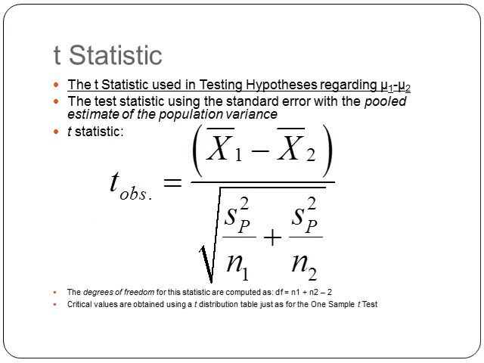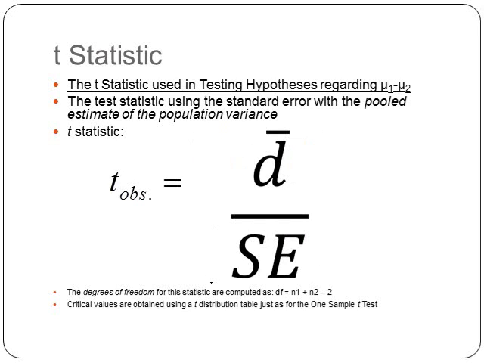The t-statistic for an independent t-test should look very similar in the numerator to the one-sample t. Instead, the denominator has changed. We have a pooled estimate of the population variance. But effectively, I use this d bar to just signify, in this case, the difference between the two means.